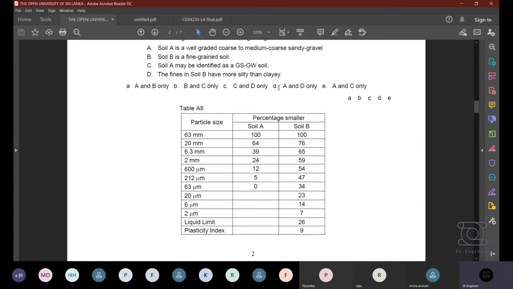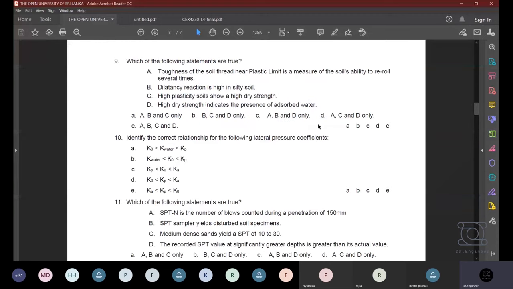Anyone having issue with this? Right, seems like fine. So the next question, question number 9. Statement question, right? Question 9, yeah. Which of the following statements are true?